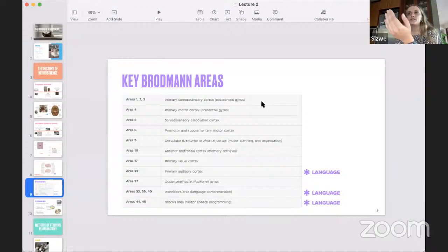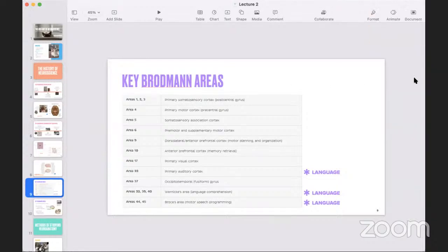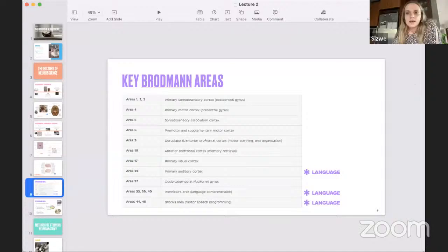okay, you see a picture of something, what is involved? And then it would be your primary visual cortex. Okay. So it's going to be that kind of thing. Or you remember something, that's your memory retrieval, area 10. So let's go through them very, very briefly. It's something we will touch on later. So don't stress about tearing this all down right now.